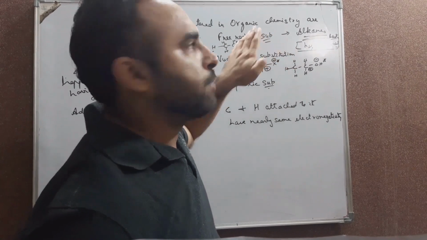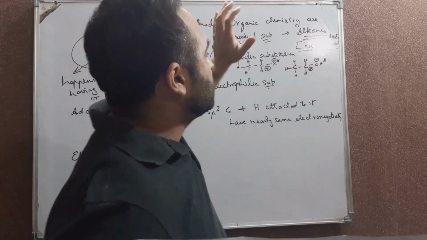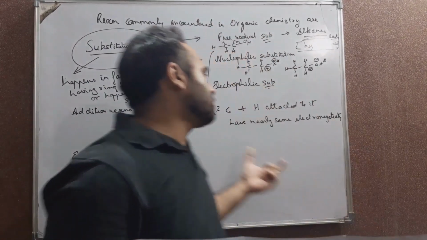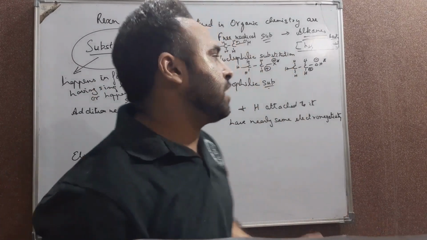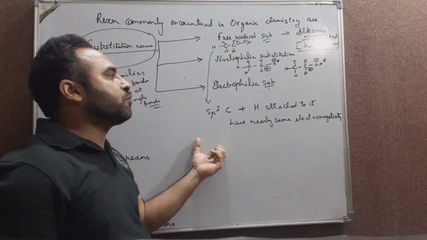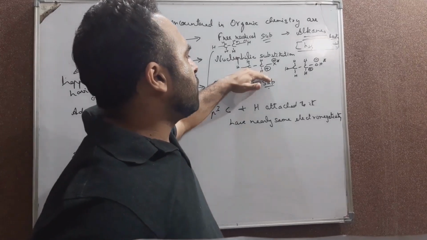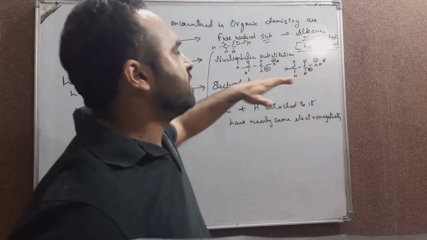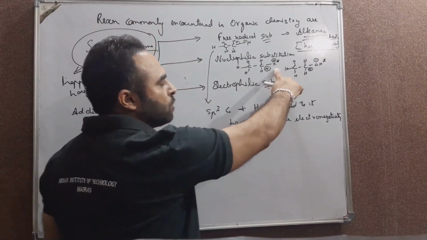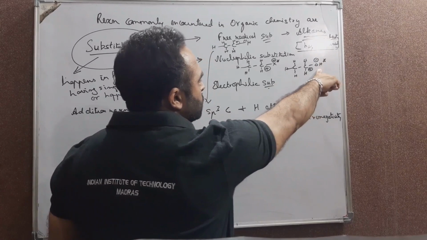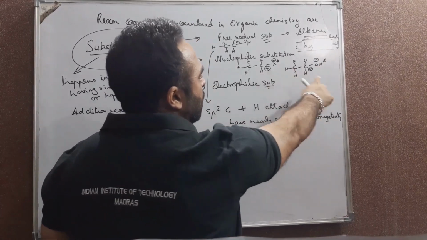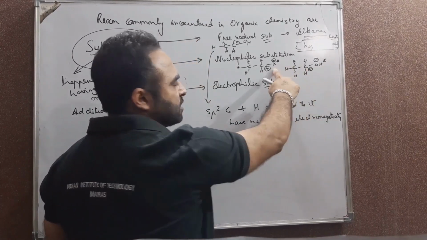Homolytic cleavage will take place. So alkanes show free radical substitution reactions. Why? Because the carbon, which is sp3, and the hydrogen attached to it have got nearly same electronegativities. While in the case of alkyl halides or alcohols, you can clearly see that we can put negative charge on what? The halogen or the hydroxyl group, and there can be a positive charge on the carbon at which the hydroxyl group or the halogen is attached.